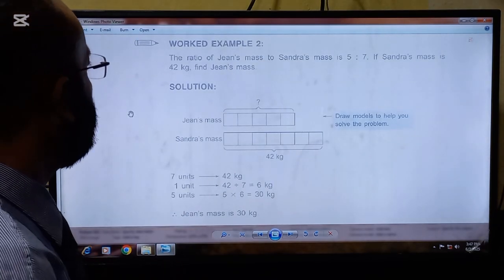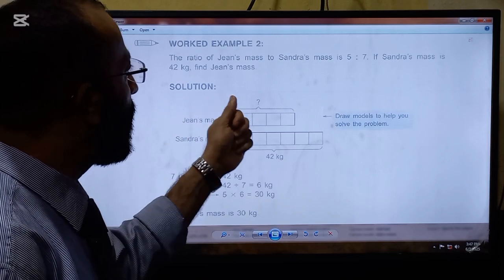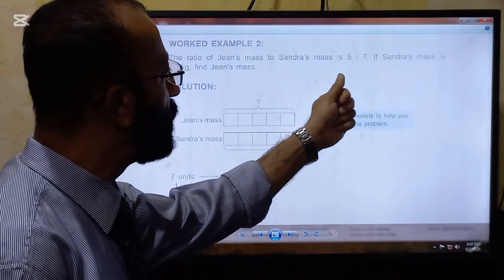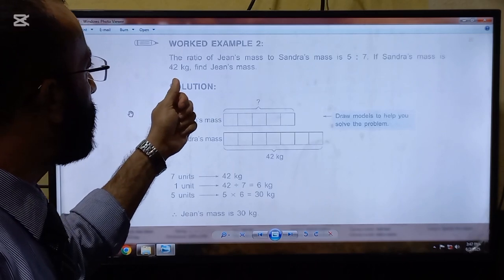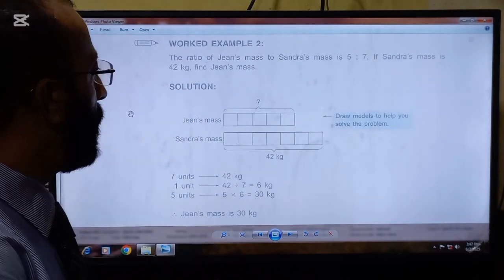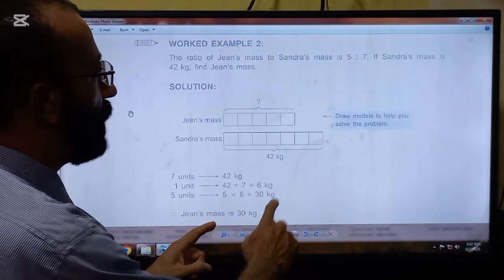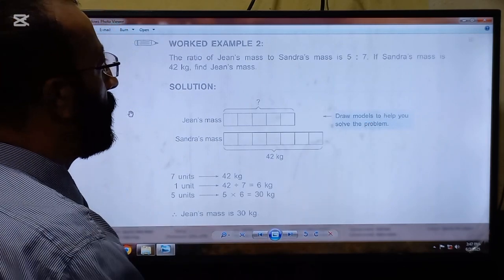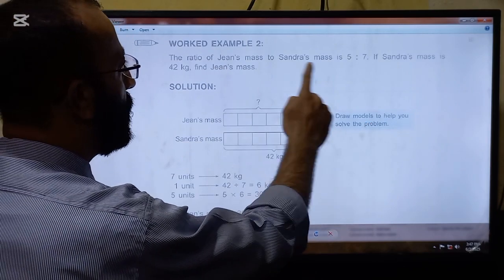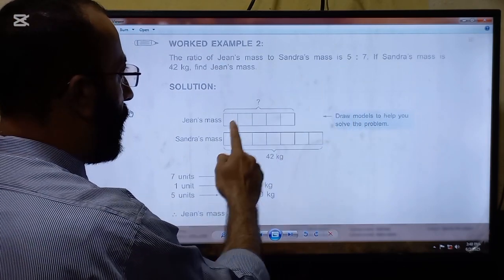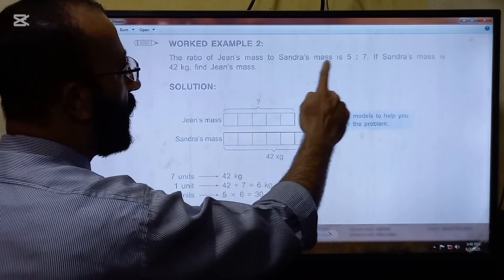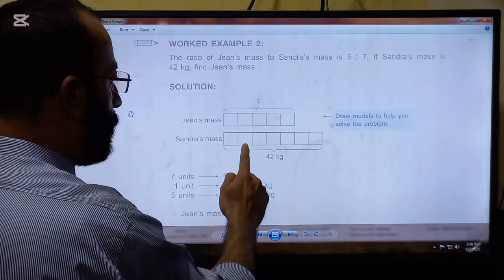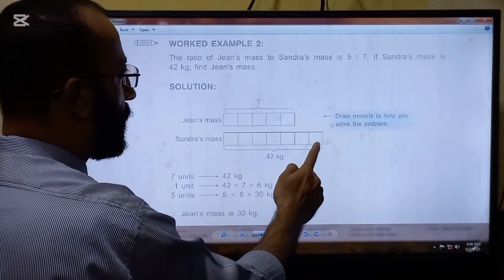Another question is here. The ratio of Jean's mass to Sandra's mass is 5:7. If Sandra's mass is 42 kg, find Jean's mass. First, we are going to solve this question by using drawing models. So Jean's is 5 units, 1, 2, 3, 4, 5, and Sandra is 7 units, 1, 2, 3, 4, 5, 6, 7.